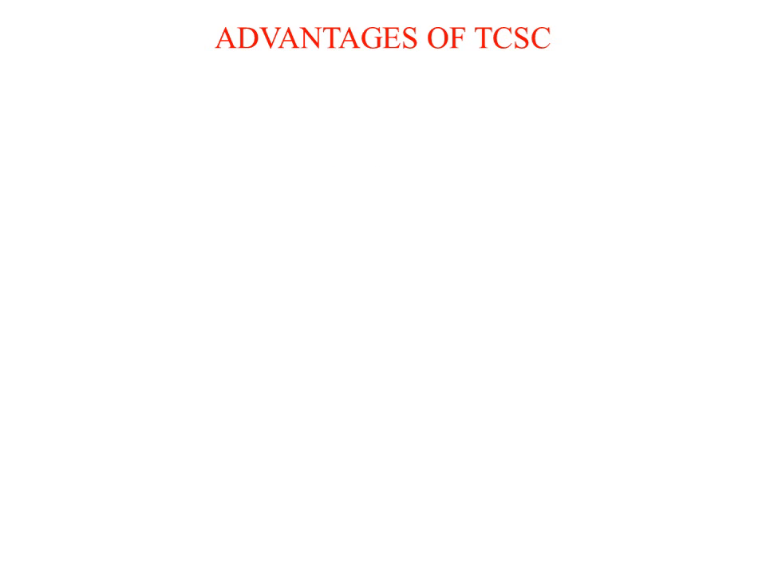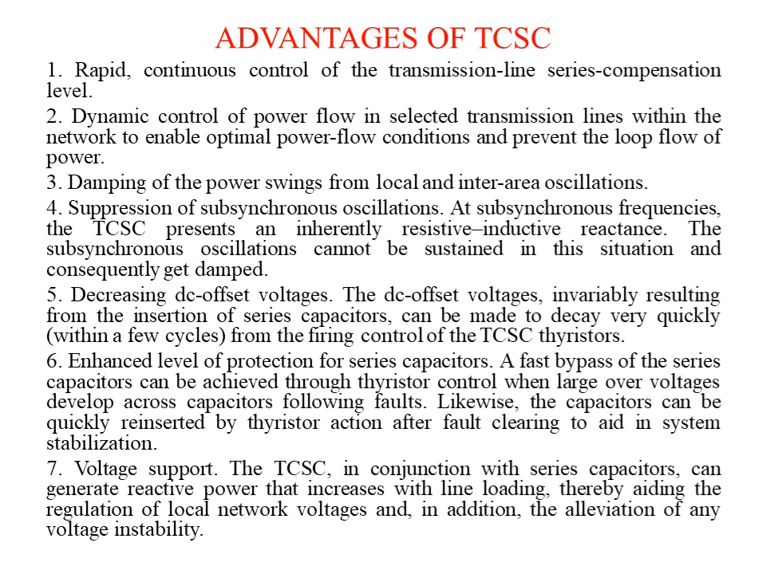So the advantages of TCSC: rapid continuous control of transmission line series compensation level. So the compensation will be higher, since we have inductive reactance and capacitive reactance present in the system. Since we have two modes, that is capacitive Vernier mode and inductive Vernier mode, the level of compensation will be high.